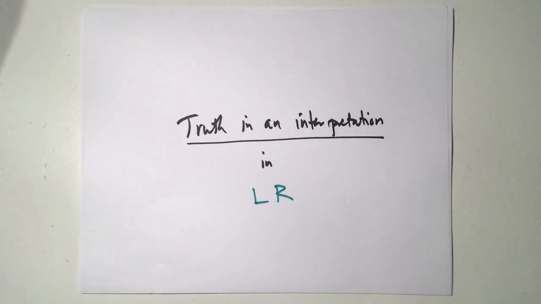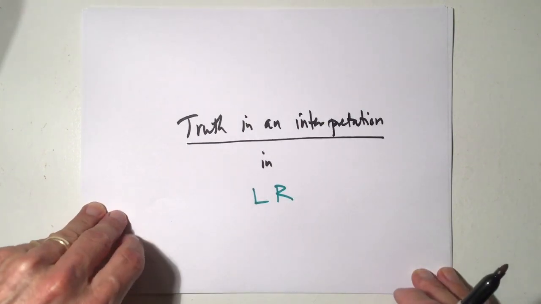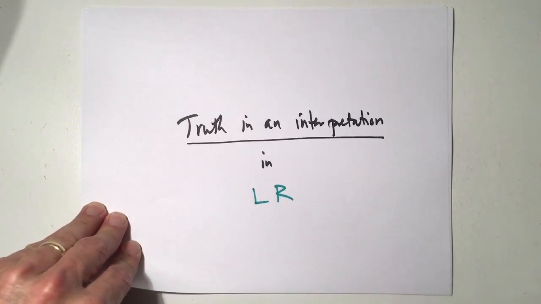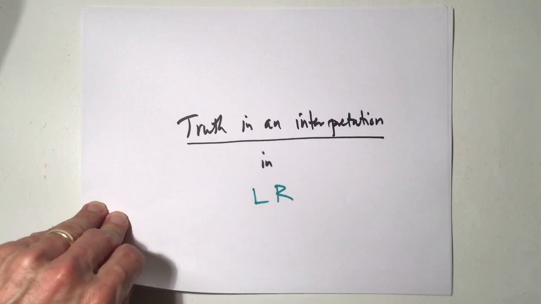Hi, folks. I've been thinking about the concept of truth and interpretation because it's very important to everything that we'll do in the logic of relations. And I want to show you with a simple example how a sentence can have the truth value true in one interpretation and the truth value false in another.